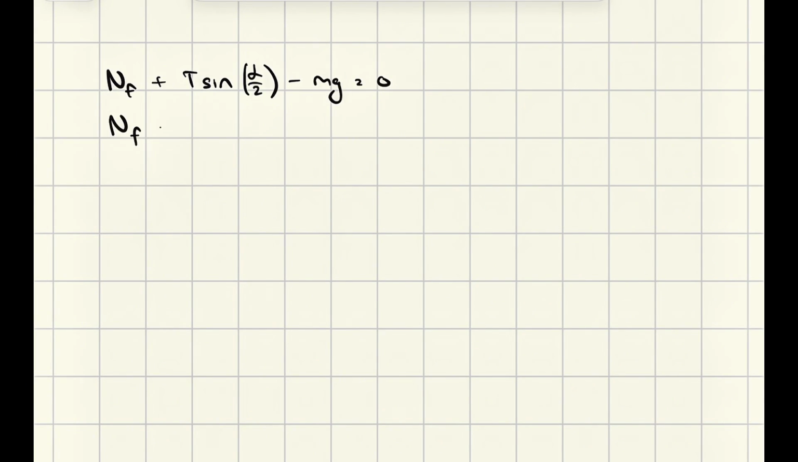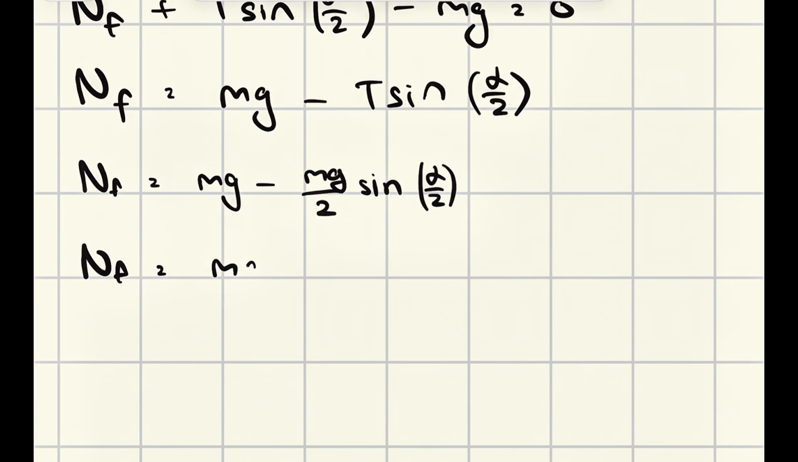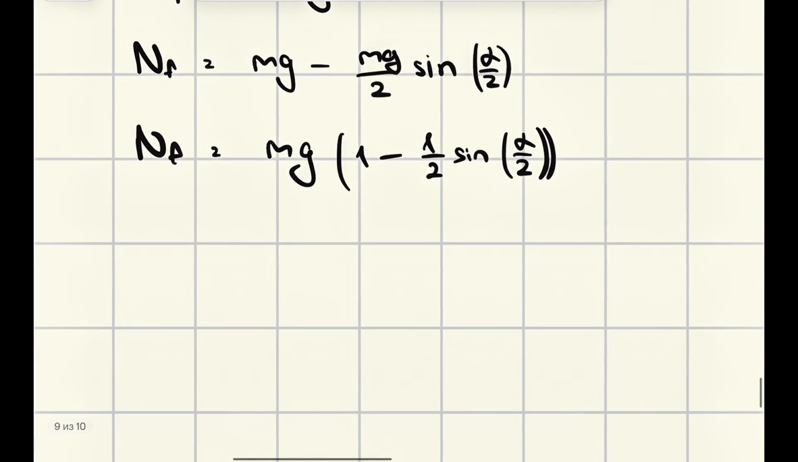If I want to find the normal force of the floor, it's going to be mg, and if I move the other term there, minus sine alpha divided by 2. We know that tension force is mg divided by 2, so the floor force is mg minus mg divided by 2 sine alpha divided by 2. We can see that mg is a common factor, so the floor force is mg times 1 minus 1 divided by 2 sine alpha divided by 2. Can it be our answer? Yes, it can, because we have mass, gravity is a constant, and alpha is given. Pretty good, and let's put in numbers.